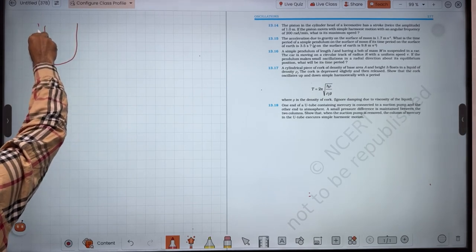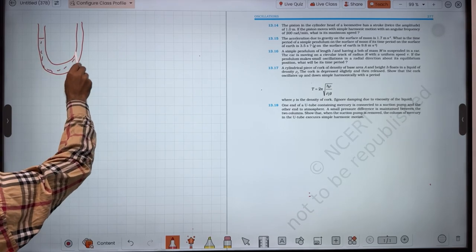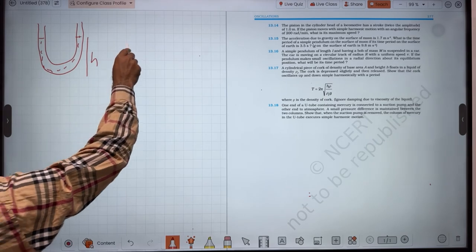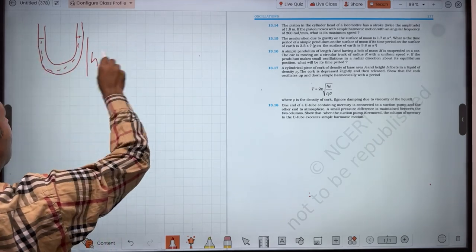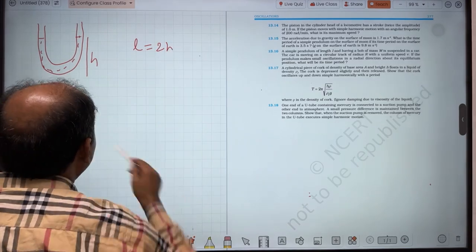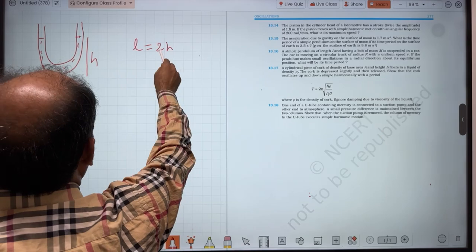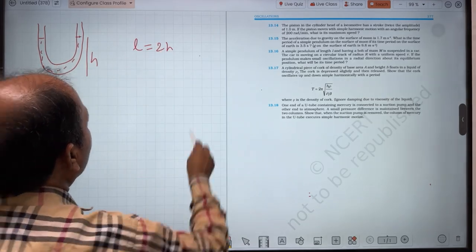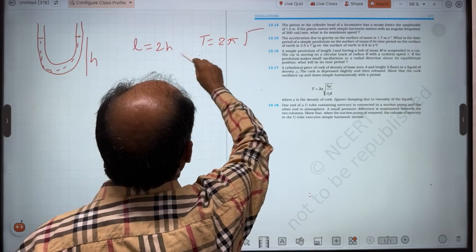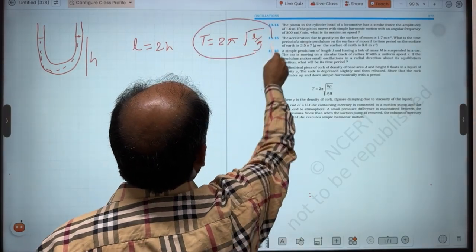So this is a U-tube, in which up to this height there is a liquid. Say this height is h, and here this is h also. So the total length is equal to 2h, right? Whenever there is a need of replacing h, we will write L by 2, because generally T equals 2 pi root L upon g. So here L is to be replaced. L upon g is the general expression.